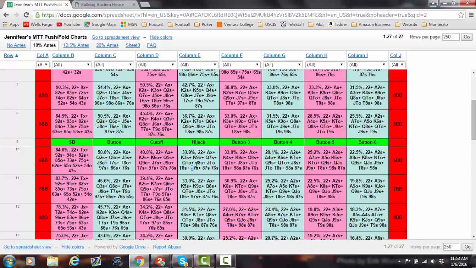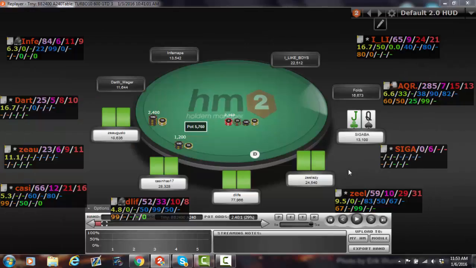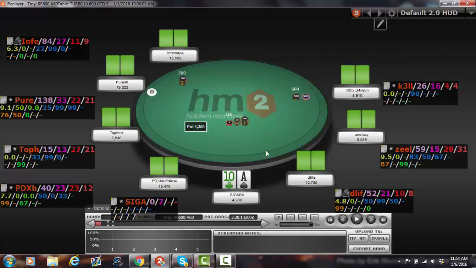Okay, and you can see how wide some of this stuff is, and you're probably not shoving enough. Like, think about this scenario. Would you really shove 7-6 suited in this spot with 6 big blinds? And if you're not, then you're probably not shoving wide enough. Okay, so that's what this chart is very useful for. All right, we'll do one more here.